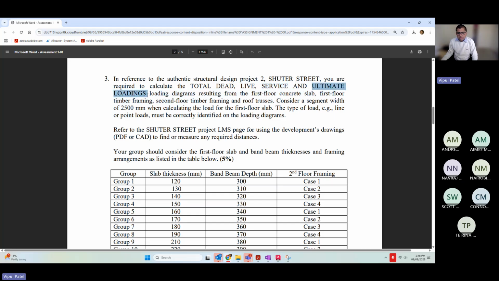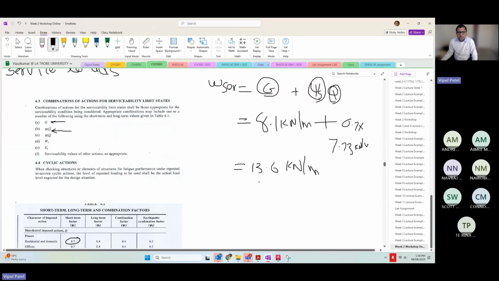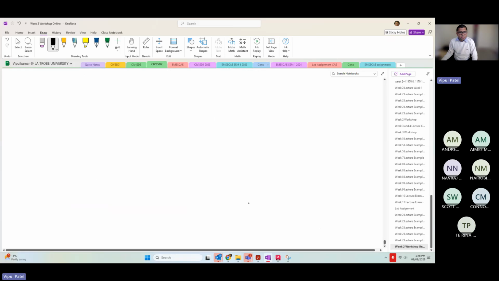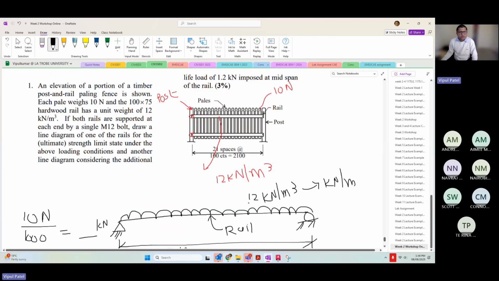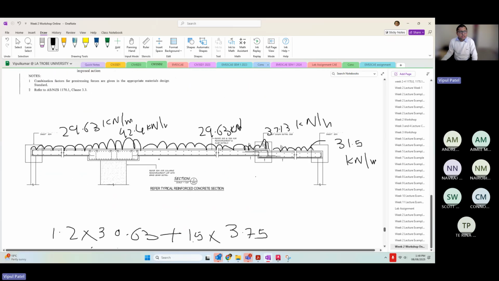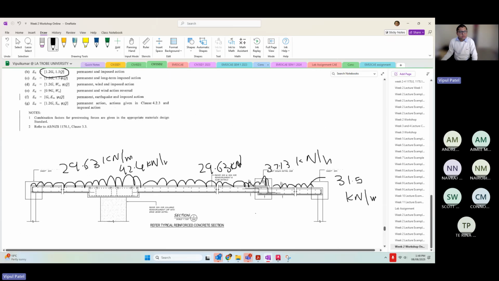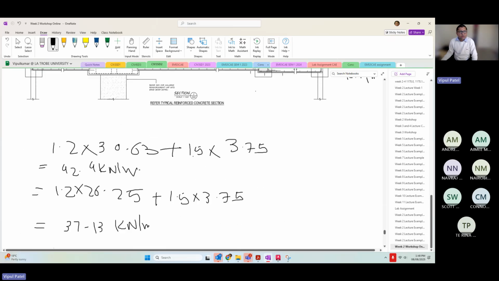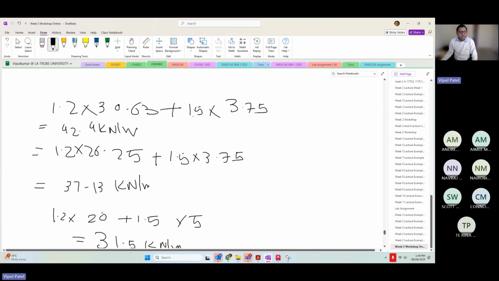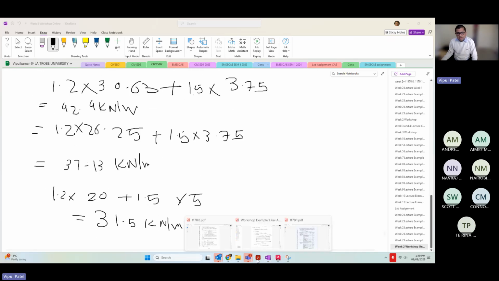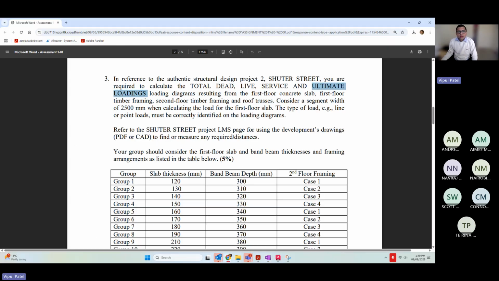Ultimate loads, we did the ultimate load 1.2 G plus 1.5 Q. So if you come back here in these examples, we did it here. This is ultimate load 1.2 G, and I did 29.63, 42.4, 29.63 and so on. That is done as well.